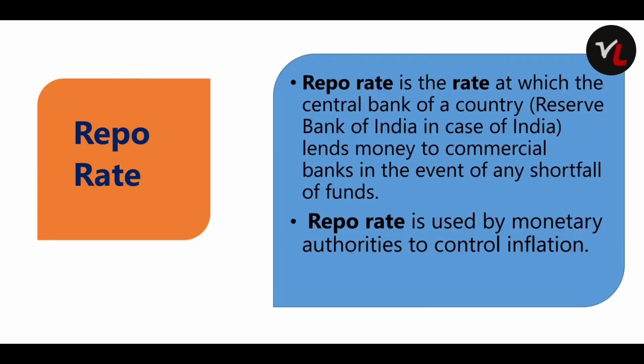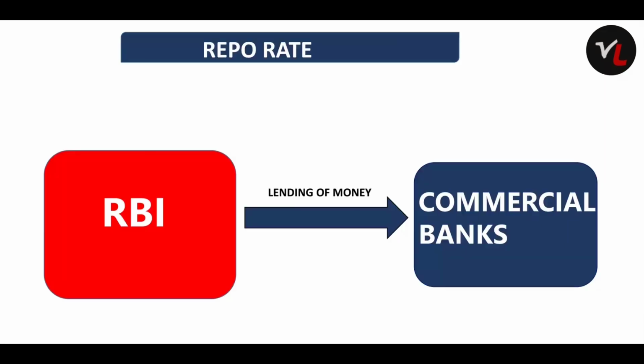So let's move on to repo rate. What is repo rate? It is the rate at which the central bank of a country lends money to commercial banks in the event of any shortfall of funds. So it is basically the rate at which the central bank of the country, in this case the RBI, lends money to commercial banks. That rate of interest is called the repo rate. So repo rate is RBI lending money to commercial banks at a particular rate.